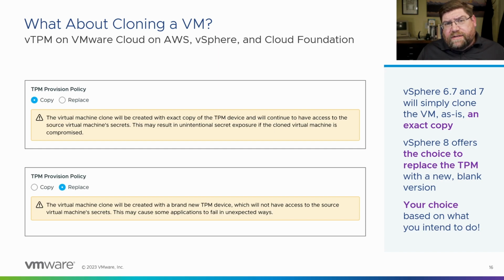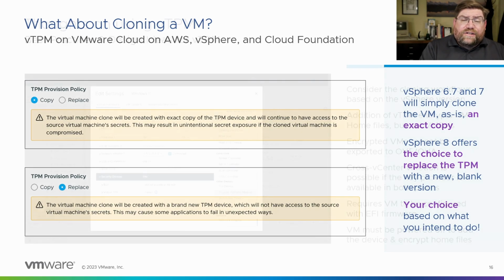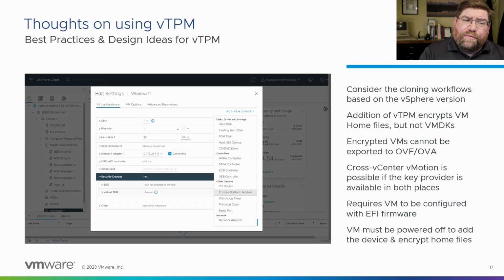Exact copy might be something you want, especially if you're using it for a backup, or you want to be able to recover after an application upgrade that failed or something like that. Then you want an exact copy. But if you're cloning a new VM, again, you might not want the same secrets everywhere. So that's pretty much it. We'll loop back through here.